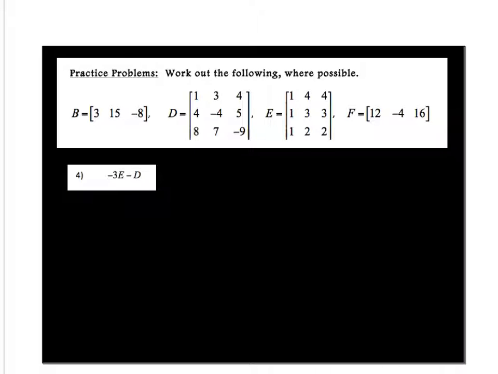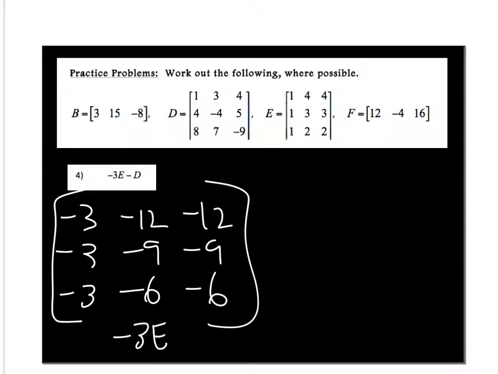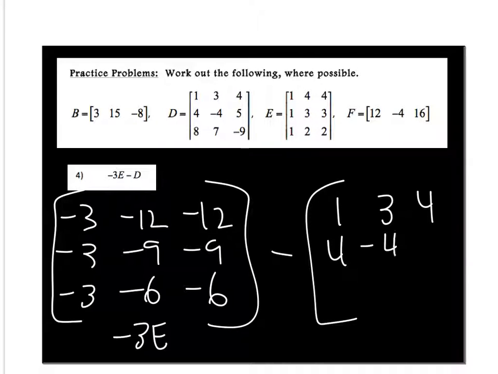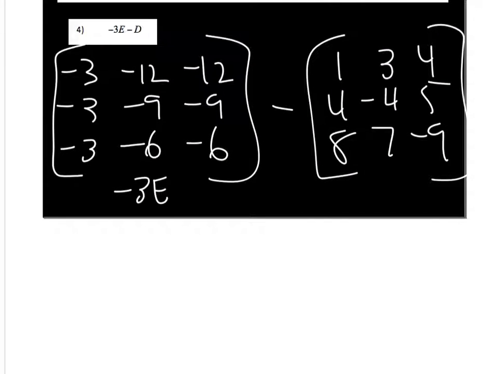So last one here, negative 3e minus d. Negative 3e, exactly what it sounds like. So this is going to really be negative 3, negative 3, negative 3, negative 12, negative 9, negative 6, negative 12, negative 9, negative 6. Okay, so this is the negative 3e. Minus d stays the same, 1, 3, 4, 4, negative 4, 5, 8, 7, negative 9. So now putting that together, I just subtract what's in the same location.